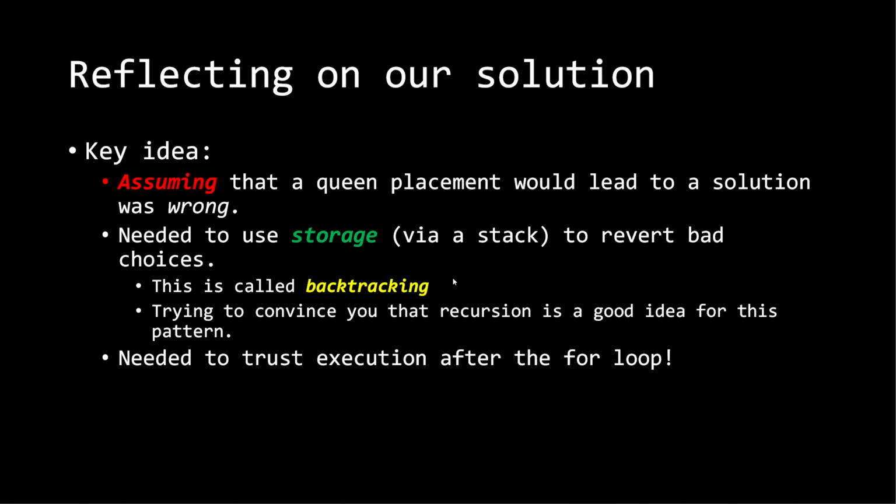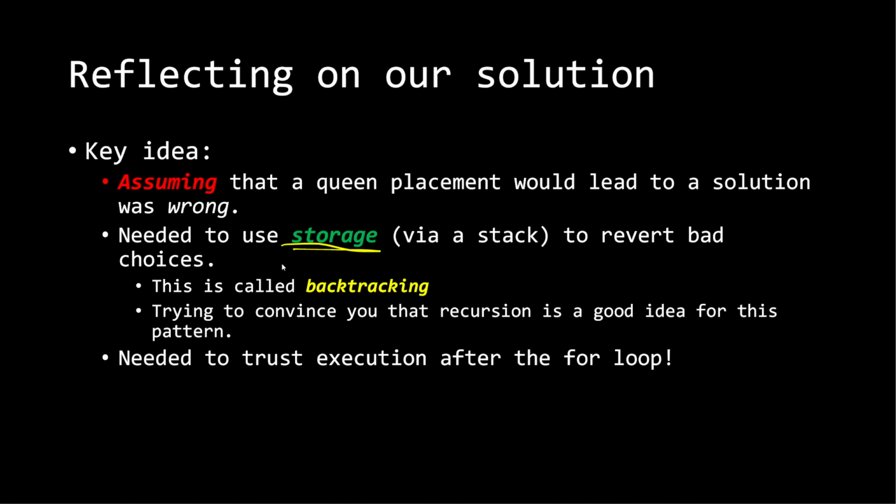So let's reflect a little bit. This may be a new idea to you, using this stack to save your state to backtrack. But the problem with our initial try was that assuming this queen placement would lead to a solution was wrong. Our first try was very presumptuous, but we needed to use some storage to keep track of what we had tried previously, so that we could undo or revert our attempt if it didn't work out in the end.